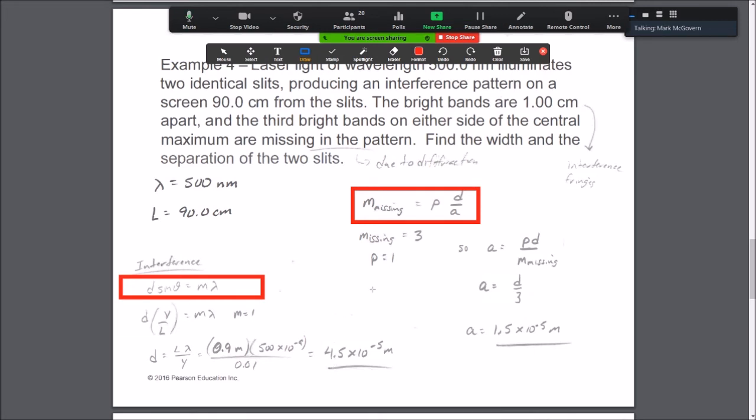Now we want to find the width, which means we need to find A. We know our missing fringe order is 3. If we're missing the pattern at 3, that means that is the first diffraction minimum, so P is 1. Solve for A: P is 1, m is 3, so A equals D over 3, which is 1.15 times 10 to the minus 5 meters. Excellent.